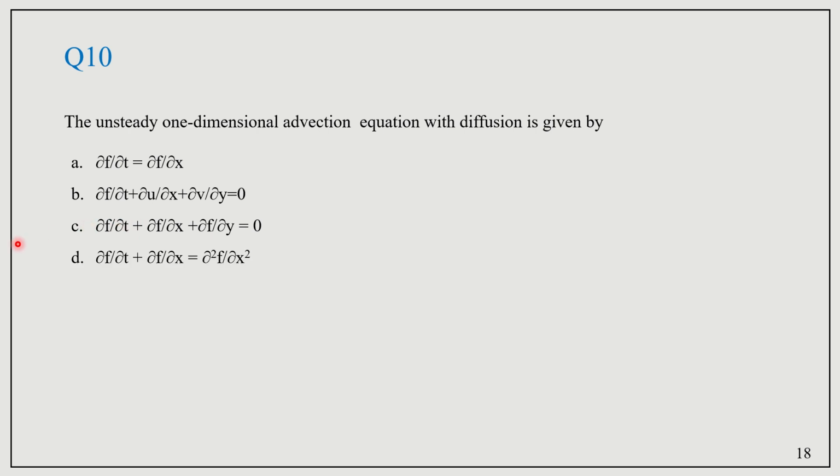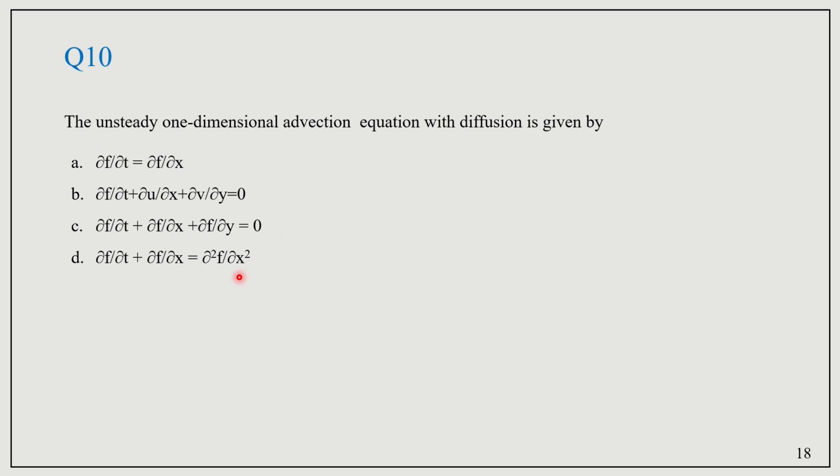If we go and look at option D, we have dou f by dou t plus dou f by dou x equal to dou square f by dou x square. So we have only the x component, that is, the x dimension, and we have the unsteady component as well, dou f by dou t. It is varying with respect to time, and we have the advection term as well, dou f by dou x. It is varying with respect to position, and we have the diffusion term as well, dou square f by dou x square.